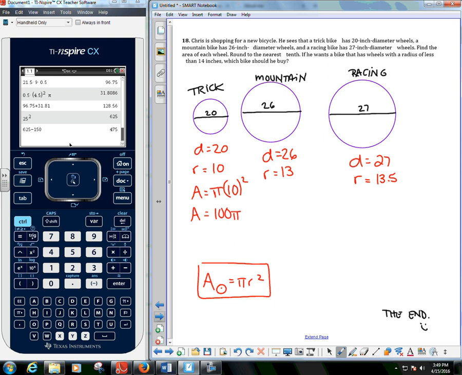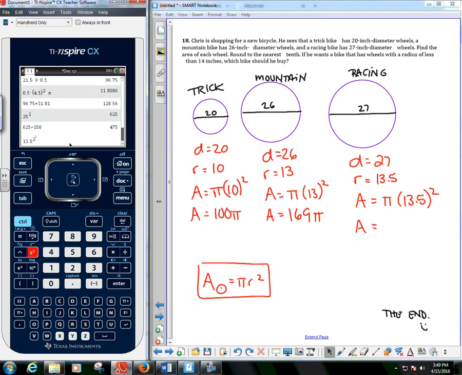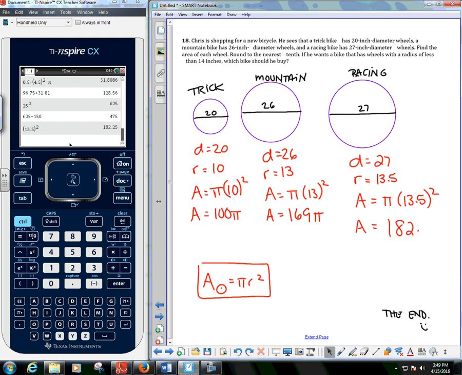We're not finished. We need to plug pi in, and I'm going to do that all at once. The area for this one is pi times 13 squared. 13 squared is 169, so 169 pi. The area for this one is pi times 13.5 squared. And I'll be honest, I don't know what 13.5 squared is, so I'm going to come over here and plug that in. That gives us 182.25 pi. All right, since I'm over here, I'm going to go ahead and multiply my answer by pi.